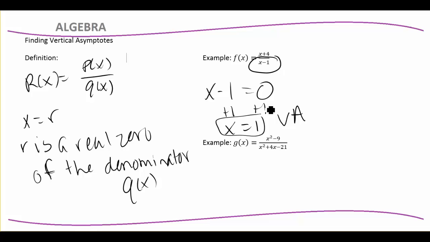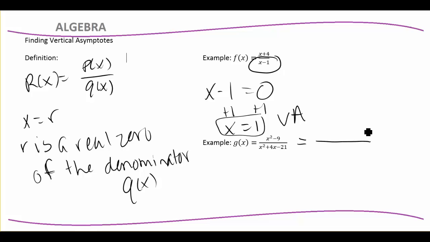And now let's look at the second example. g of x equals x squared minus 9 over x squared plus 4x minus 21. This is a rational function, but it could possibly not be in its lowest terms. So first we need to factor the numerator and denominator of g of x to determine if it is in its lowest terms. So let's factor the numerator first.